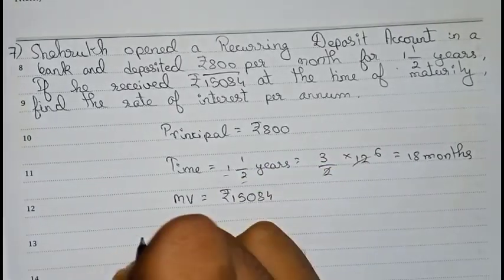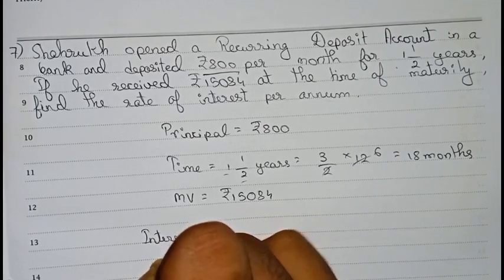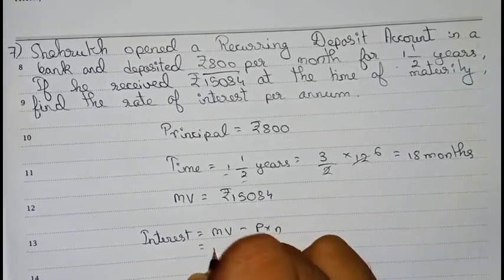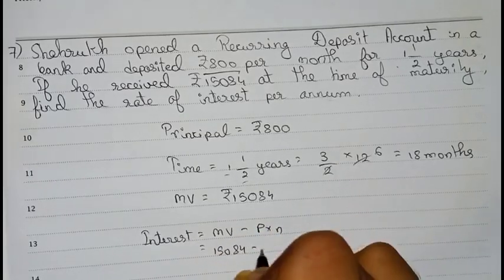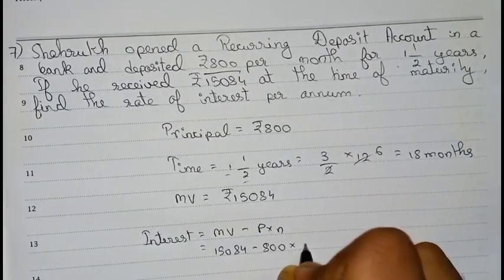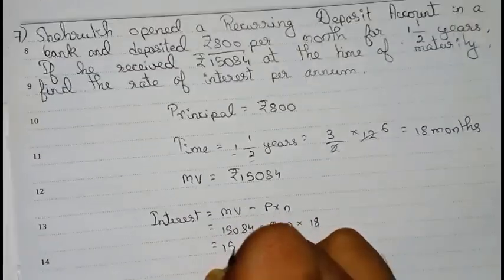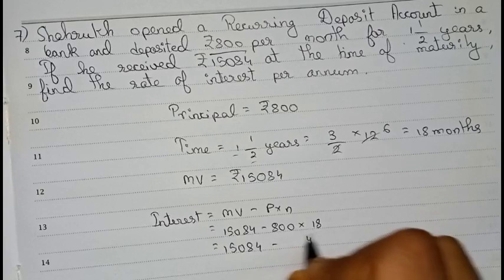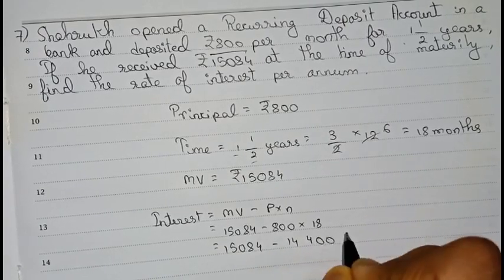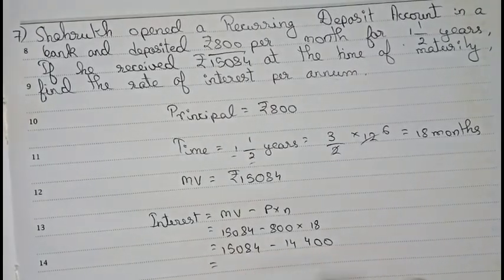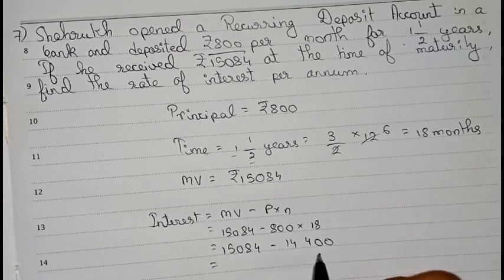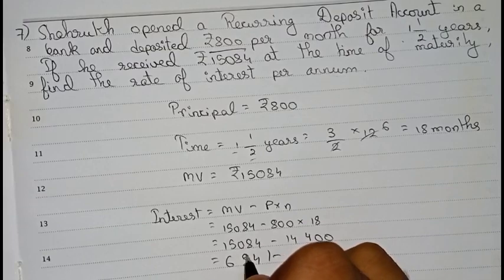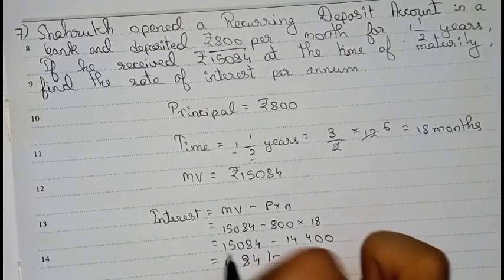15,084. So interest is equal to, same formula, maturity value minus principal into n. So 15,084 minus 800 into 18. So 15,084 minus 8 8s are 64, 6 carry, 1400. So it becomes 684. So interest we got is 684.